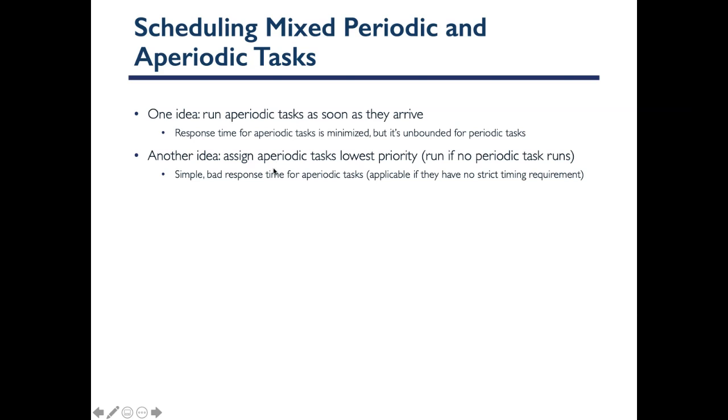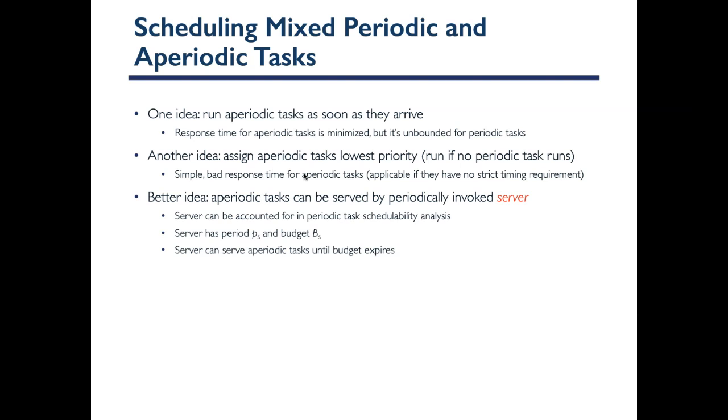Now, another idea is to basically go the opposite way. Give them the lowest priority. Whenever you're done with all your periodic tasks, come and run them. And this one is the one that you're going to implement for lab 4. But as you can see, this one is good for periodic tasks, but it's not that good for aperiodic tasks. A better idea, which we're going to talk about, is called periodically invoked servers.